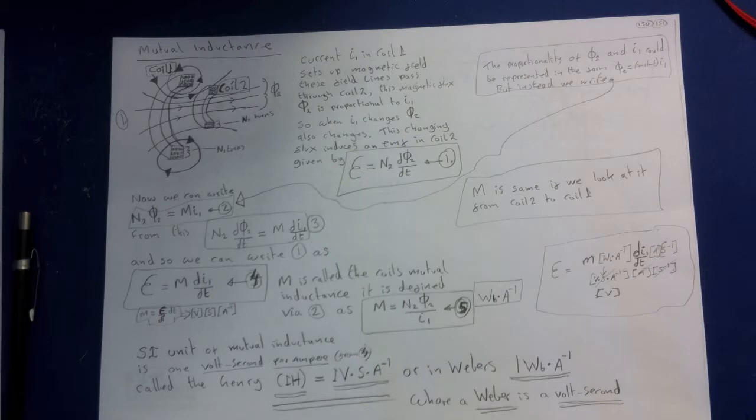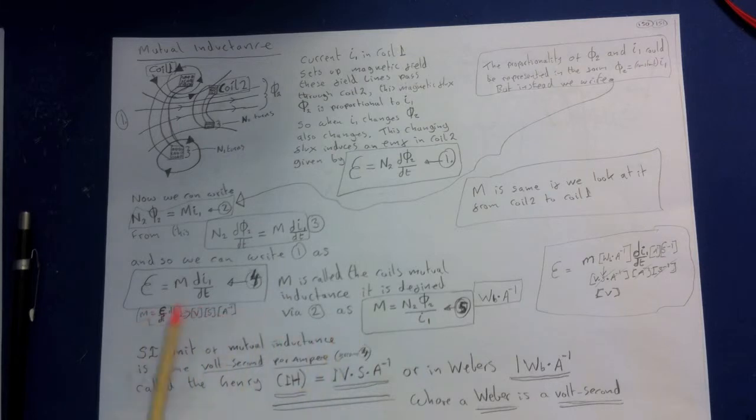unit of mutual inductance, from looking at equation 5, we can work out, is 1 Weber per ampere, which I've written here. So looking at equation 4, we can rearrange for M, like so. We've got voltage over a current multiplied by a time here. If we rearrange it for M, that gives us the units, voltage seconds per ampere.